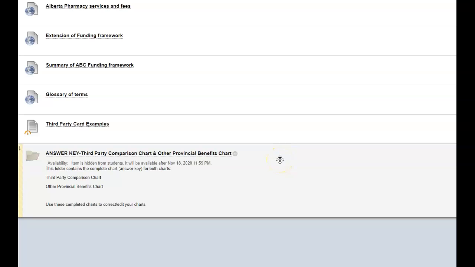Okay, so I just want to take a minute and review the third-party comparison chart and other provincial benefits chart. Now you won't have access to this answer key as of yet because I'm recording this prior to releasing this to you, as the due date hasn't passed yet for some students to submit these completed charts.